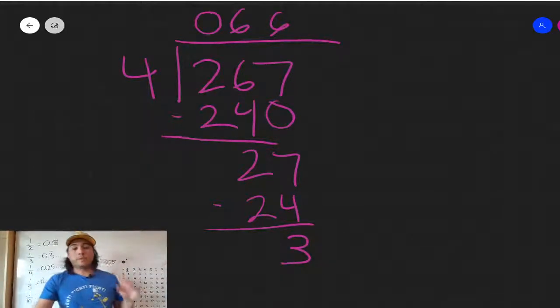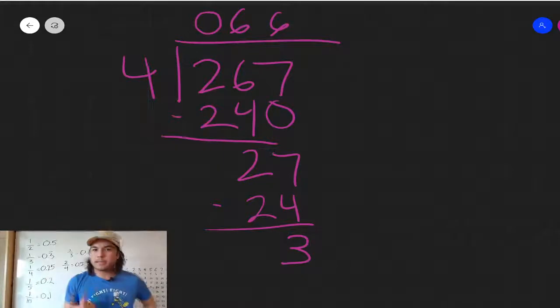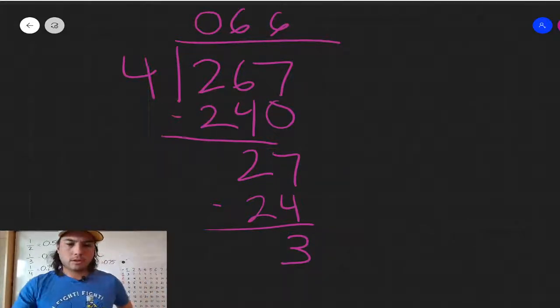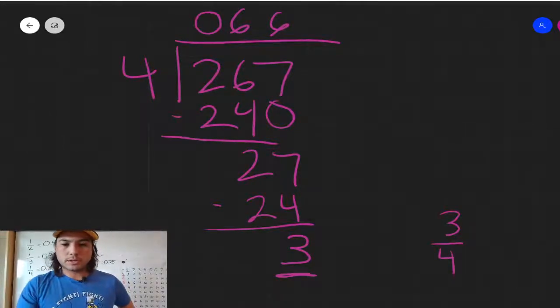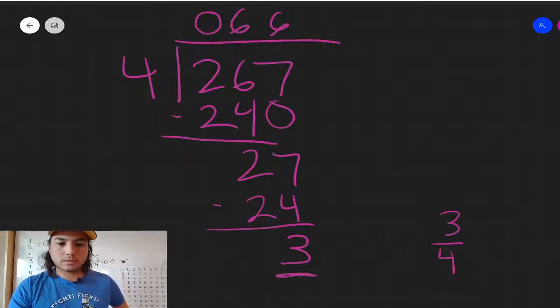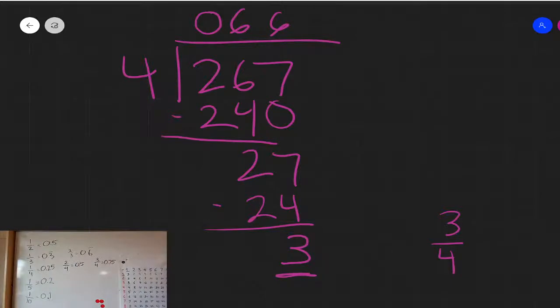Now, before we go on and add a tenths place and add a hundredths place, let's think about it. We have 3 left and we're dividing by 4. What's our decimal equivalent, our decimal form of 3/4 here?